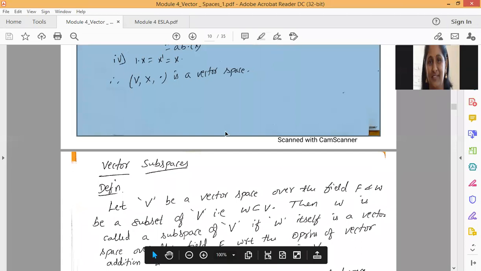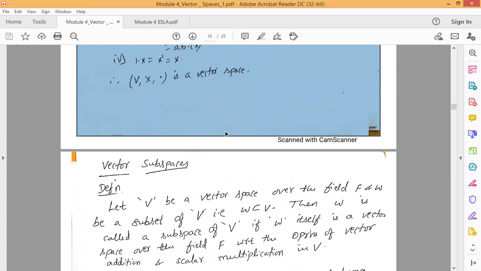I'll just give the definition of vector subspace, column space and null space, and we'll take up some problems. So here, vector subspace.